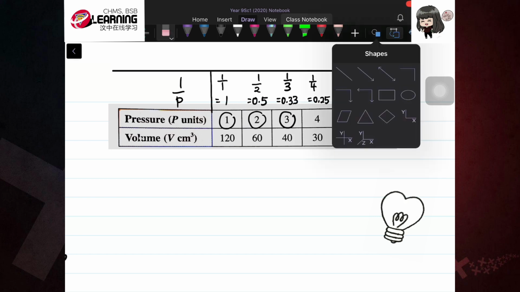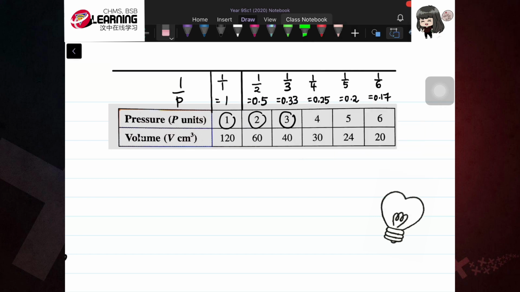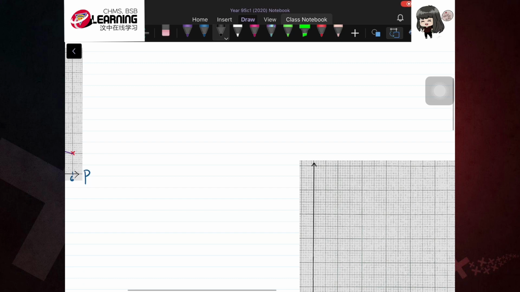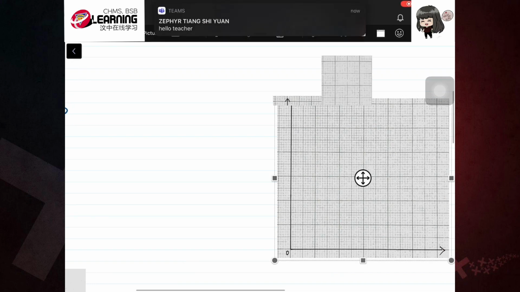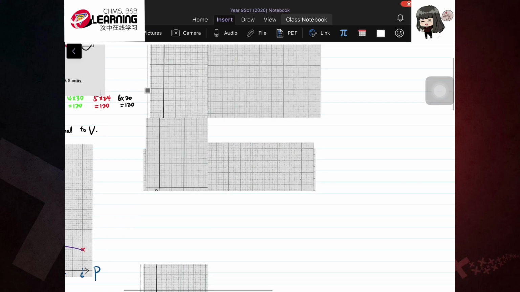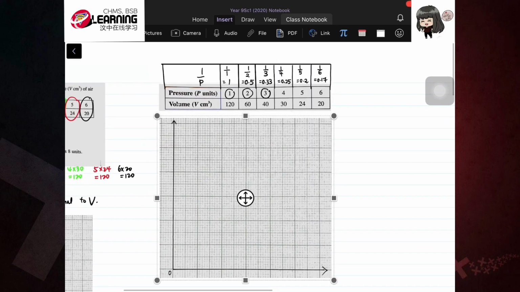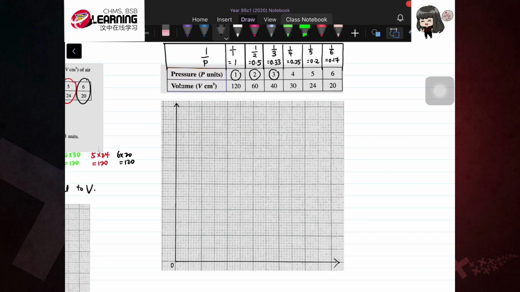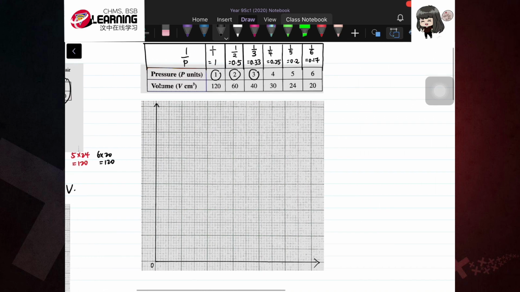So draw the table nicely. Then you can draw your graph. You can draw your graph now. So V against 1 over P. Now you plot first, V against 1 over P.